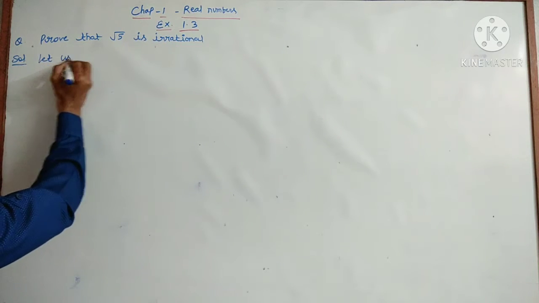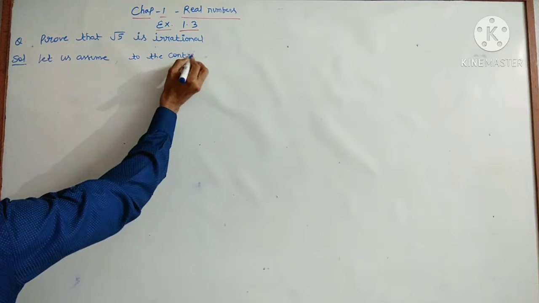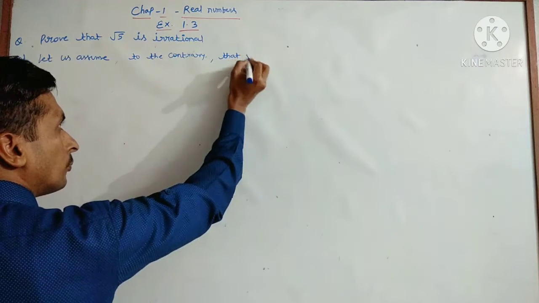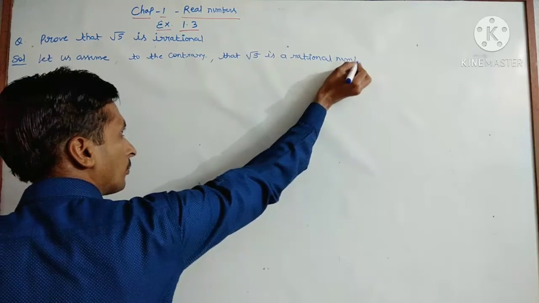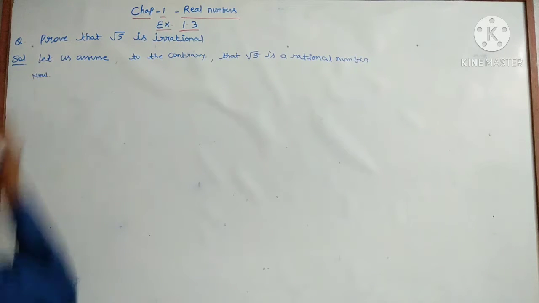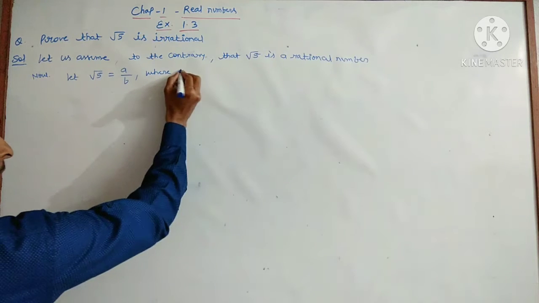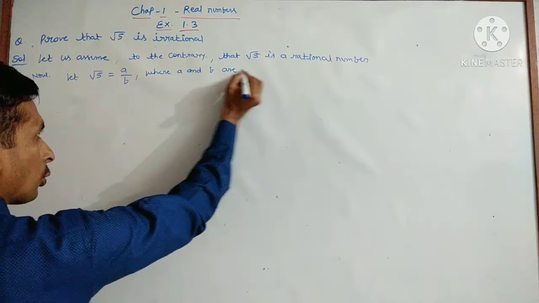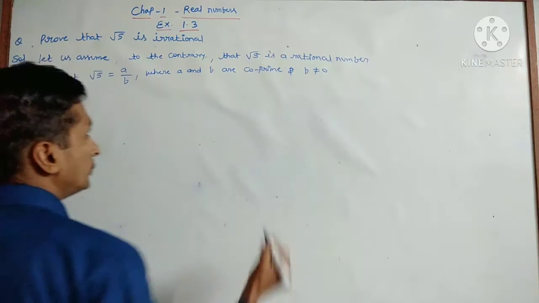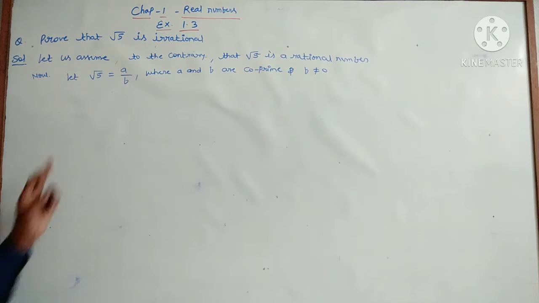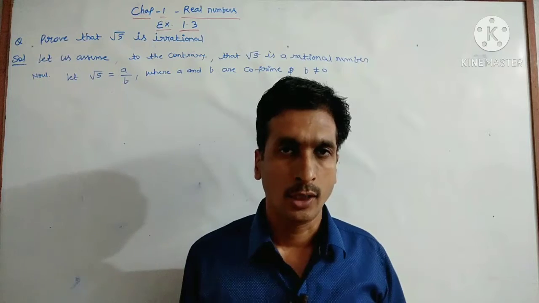Let us assume, to the contrary, root 5 is a rational number. Okay, so now let root 5 equal a upon b, where a and b are co-prime and b is not equal to 0. Let root 5 equal a upon b, where a and b are co-prime numbers, and they don't have more than 2 factors, so these are co-prime numbers.